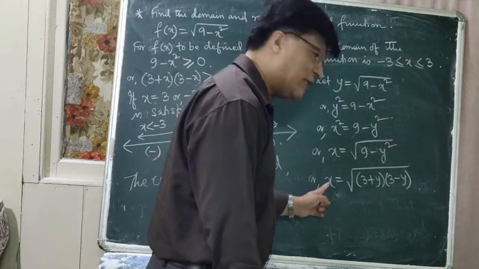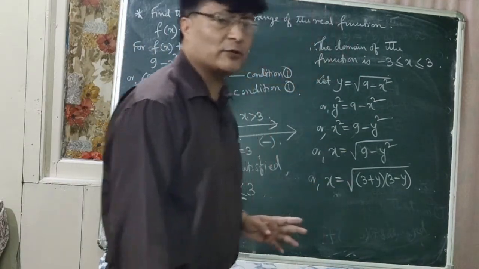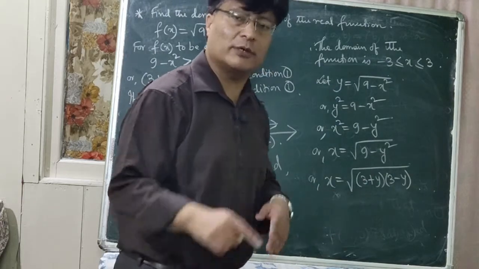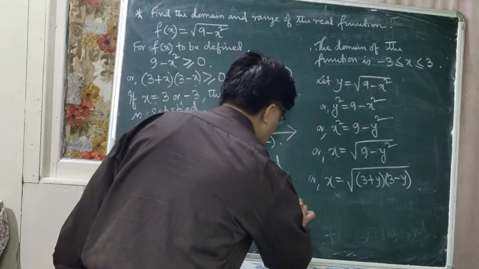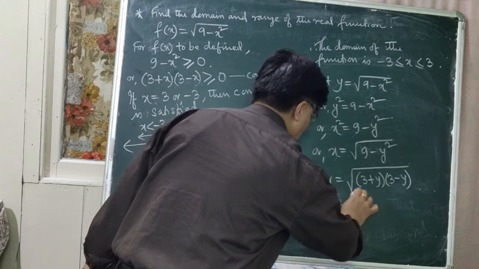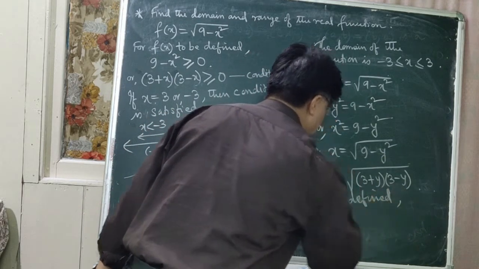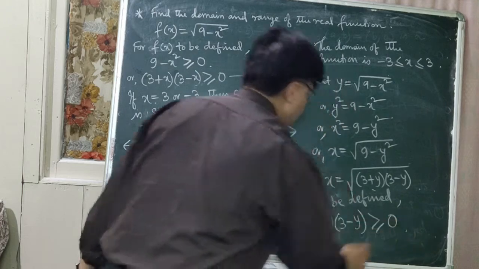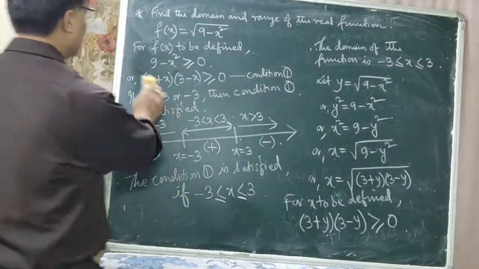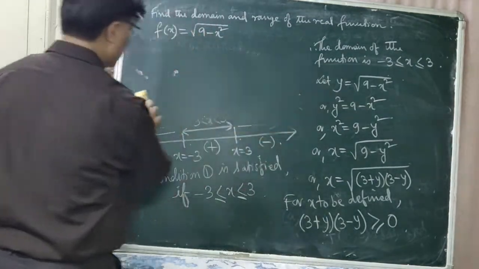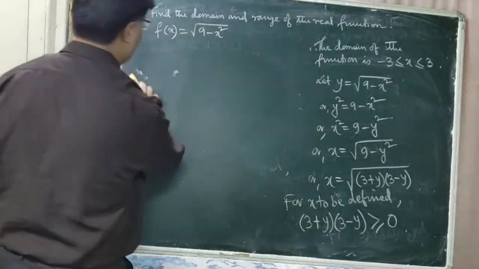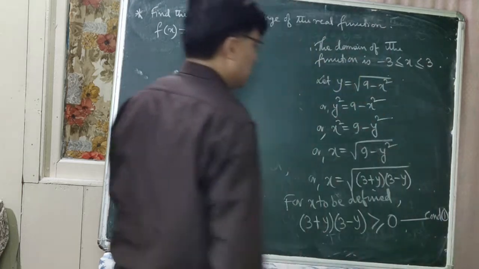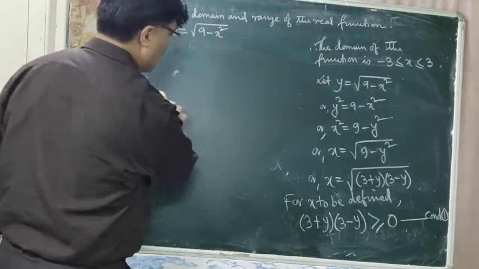Okay, for x to be defined, that is the expression within a square root should be greater than or equal to 0, because the square root of 0 is defined and square root of positive number is also defined. Okay, so for x to be defined, we have 3 plus y, 3 minus y should be greater than or equal to 0, right? So let us do it now. Let us find out the values of y for which condition 1 is satisfied. Okay, so this is condition 1.